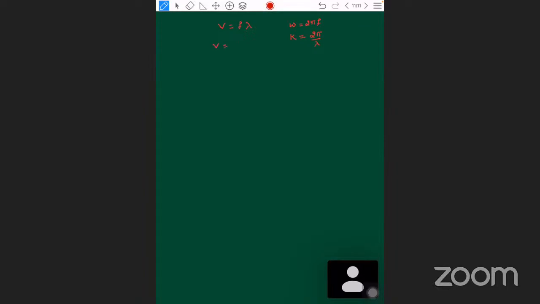You know that V is equal to F lambda can be taken as 2 pi F into lambda divided by 2 pi. I am multiplying and dividing by 2 pi. Why am I doing this? Because now you can write lambda by 2 pi as what? 1 by k, right? 1 by k. So lambda by 2 pi, you can write as 1 by k. See, V into 1 by k. So V is equal to omega by k.